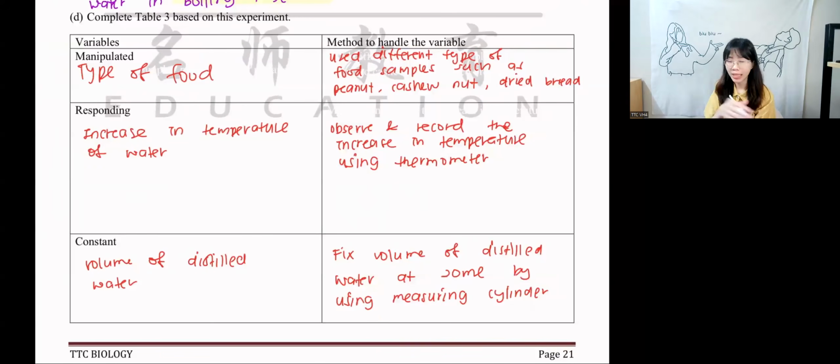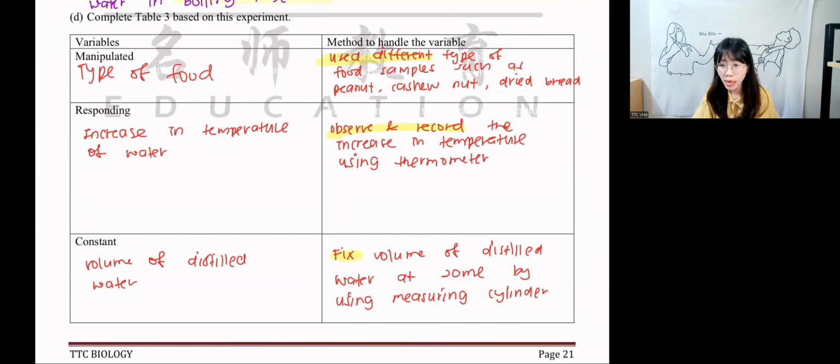Some questions only ask you to write method to handle for your MV, RV, and CV. So this is your method to handle. So remember to write the word use different, observe and record, fix, or measure and record also correct. Observe and record, measure and record also can.